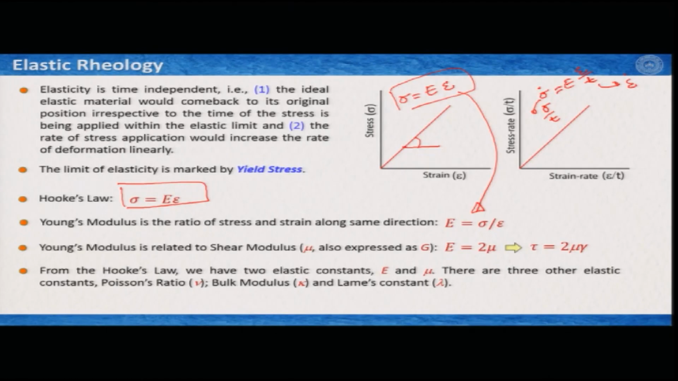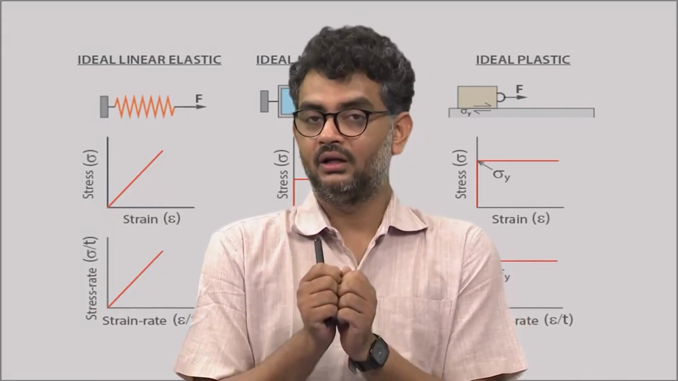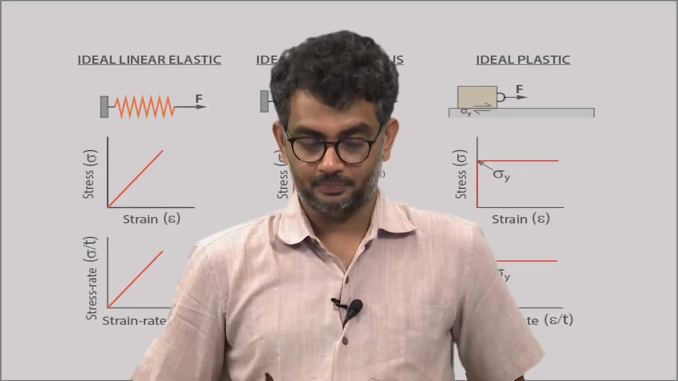That is important, that you cannot measure stress in one direction and measure strain in another direction, divide them, get a ratio and say this is my Young's modulus. That is wrong. You have to measure them along the same direction.